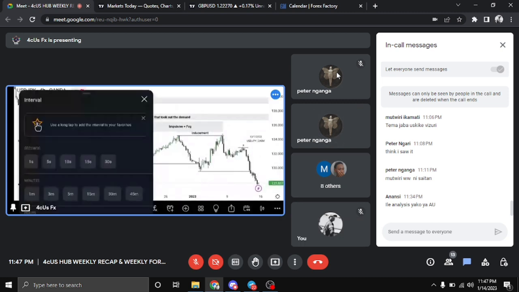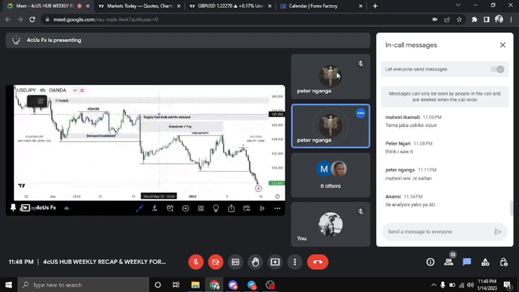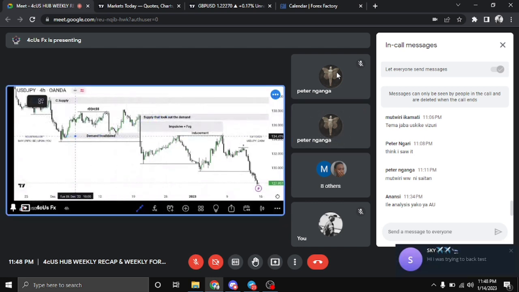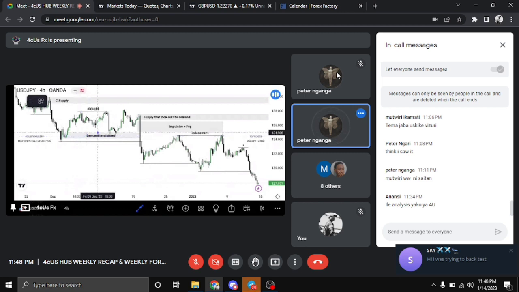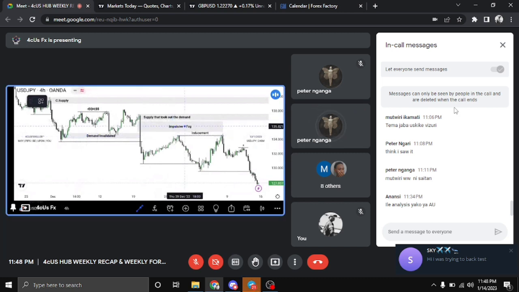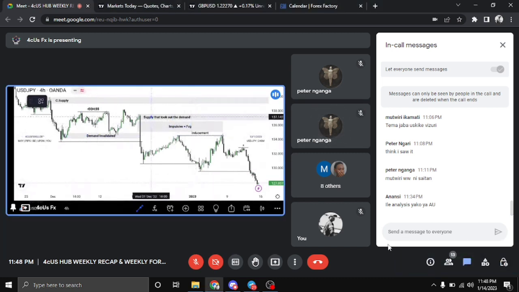So ndio hizi nimemark hizi, pay attention to it. Hii demand, hii supply. Hii supply, this supply took out this demand. And umeona kwa hii supply kuna nini? Kuna pia some impulsive na some fair value gap. So mimi personally ningekuja ni trade kwa hii supply, because this supply trade with an impulsive move chini, it took out this low, it took out this demand, and this move ya supply ilifanya the price ika continue going down.